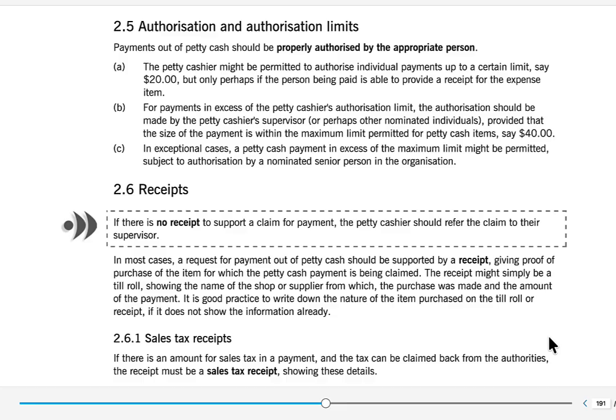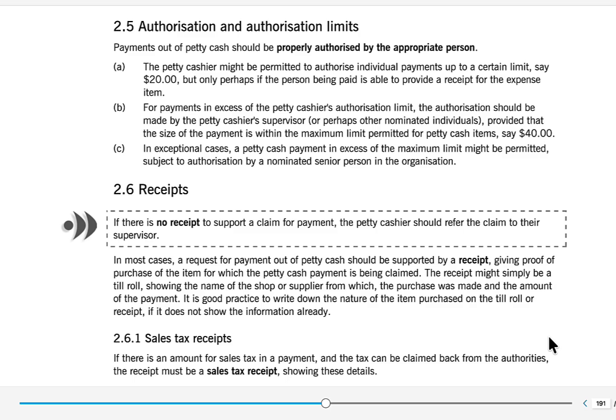Reason 2, to stop mistakes. Sometimes mistakes happen. Maybe someone writes the wrong amount. Maybe the expense is not business related. Approval reduces these errors. Reason 3, to make sure payments are for valid reasons. Valid means the expense is real, business related, and necessary.